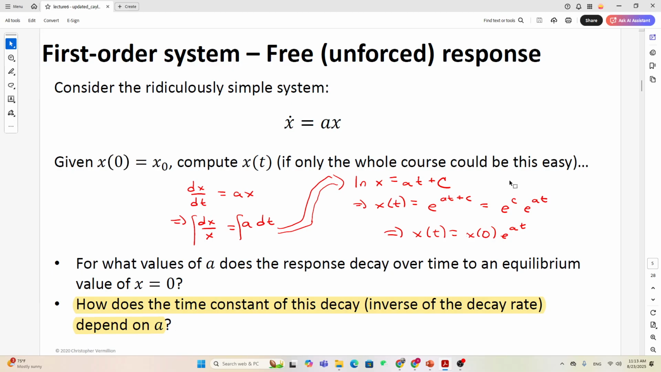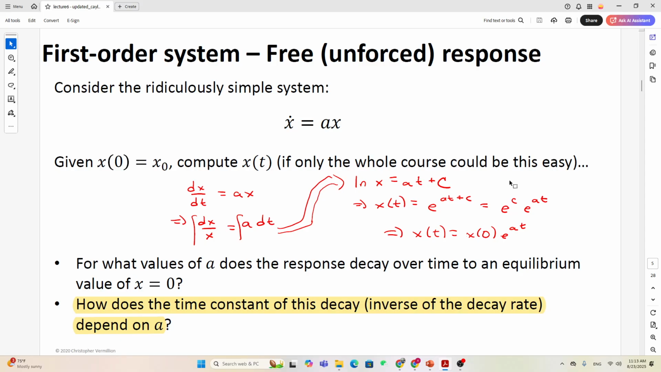Regarding the system response, it has free response and also forced response. Generally, free response will quickly converge to 0 because of the damping. So you give an initial condition and then you don't apply any other force after that, so it should converge to 0 eventually. So let's start with unforced response.